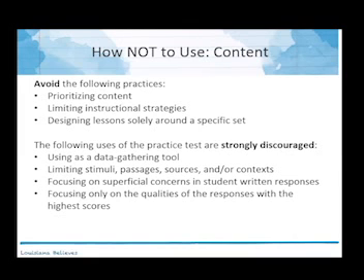We also want to make sure to discourage focusing only on the qualities of responses with the highest scores. Sometimes our best learning on our own is looking at our own mistakes. So looking at those scores that aren't perfect, that aren't the really high ones, that's where you can find great examples of student misunderstanding.